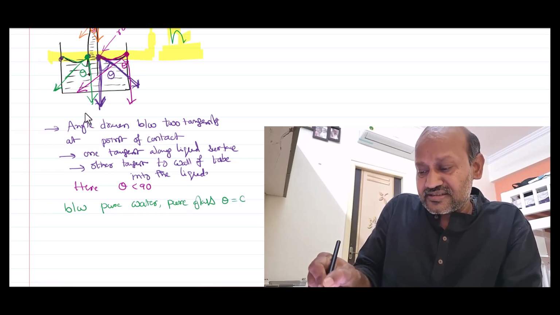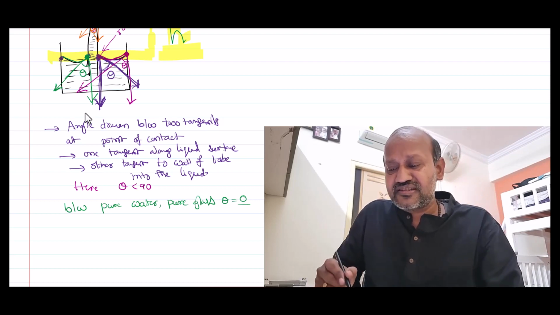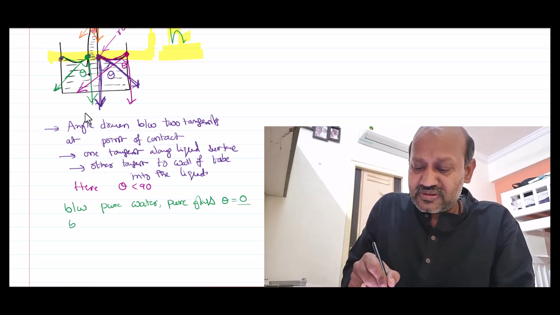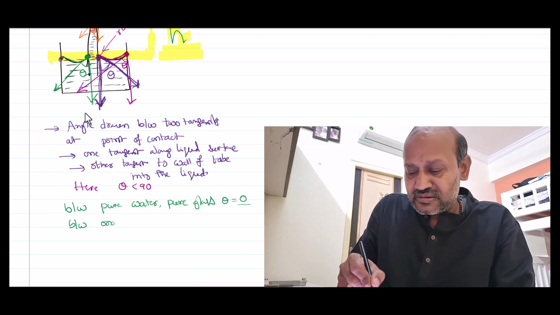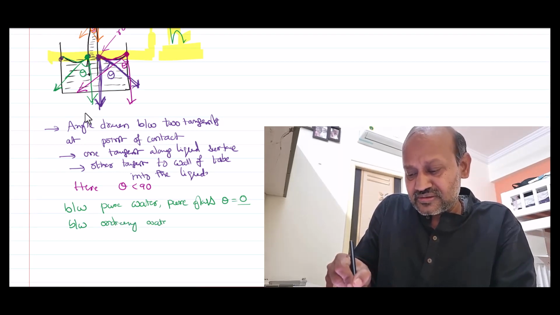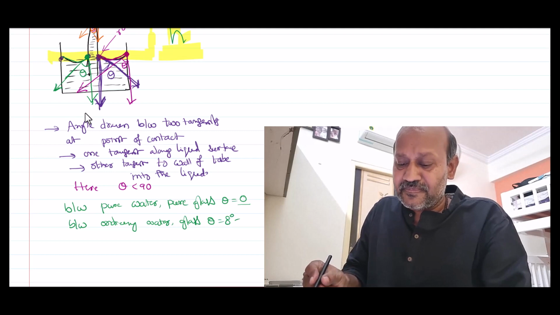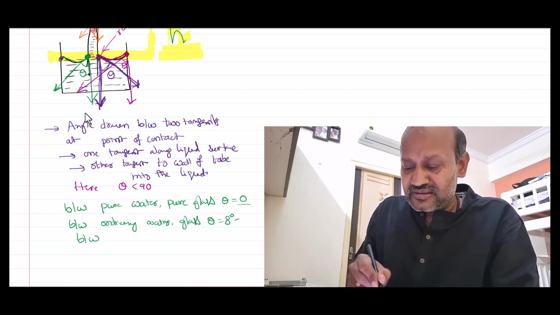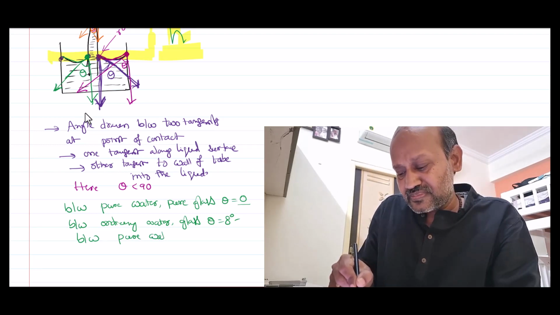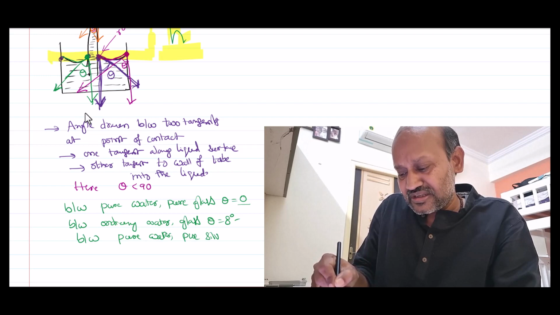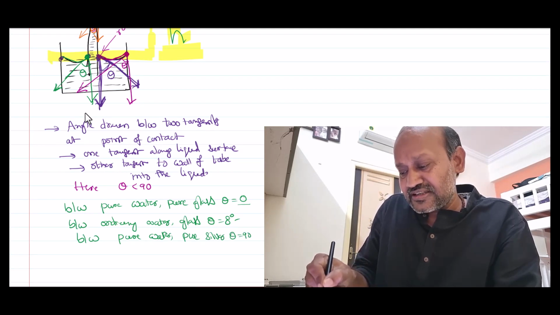Angle of contact is equal to 0, but we never get this kind of purity. So between ordinary water, that what we drink or what we use, and normal glass, nothing like pure, angle of contact is approximately 8 degree. Between say water, pure water, and pure glass, pure silver, not glass, angle of contact is 90 degree.